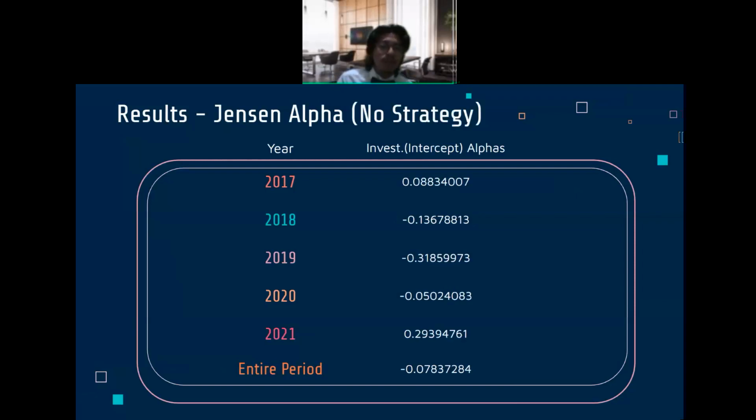And here are the Jensen alphas without our trading strategy being implemented. This time in 2017, you get a positive 0.08834007. And then in 2018, 2019, and 2020, we get negative Jensen alphas. In 2021, we get a positive Jensen alpha. And then over the entire time period, it is a negative Jensen alpha, which isn't a good sign. A negative Jensen alpha usually isn't a good sign.